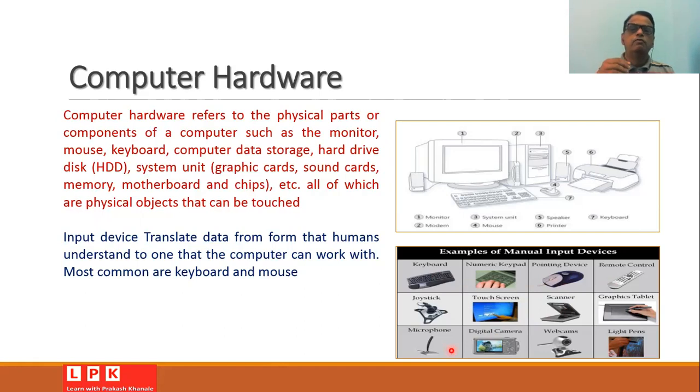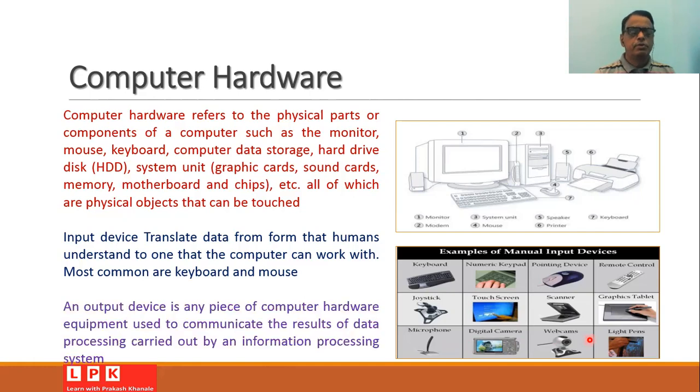A microphone is used whenever you want to convert your sound into an electrical signal. For example, I am recording this session, so my sound is being converted into an electrical signal by using a microphone. Or a digital camera will capture a picture or image, and that can be stored in the computer system. Webcam, light pen, all these are devices that can be called input devices.